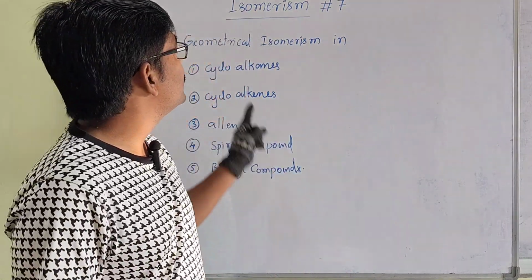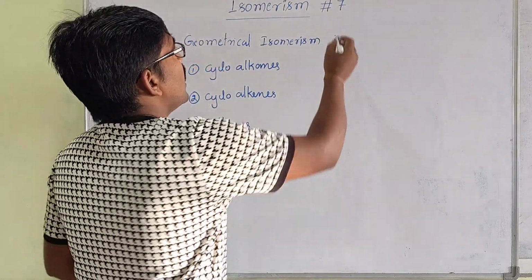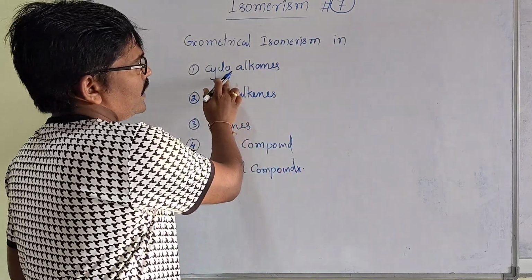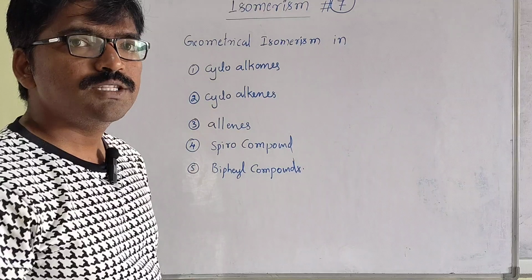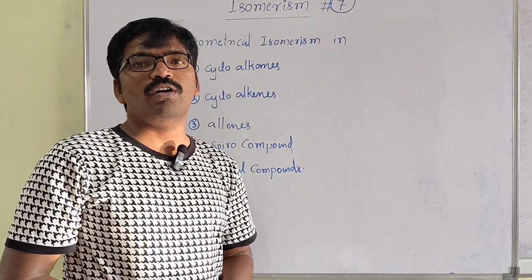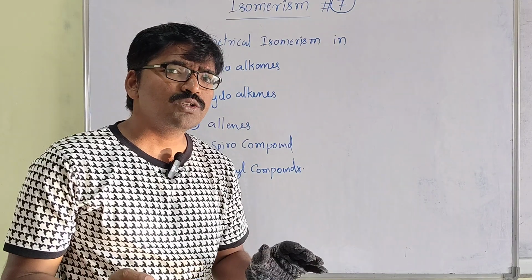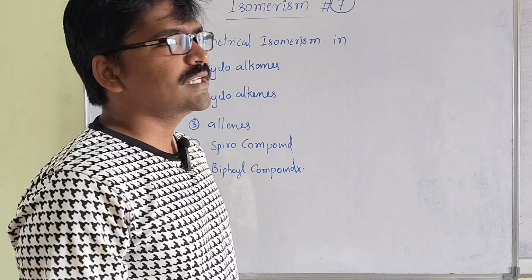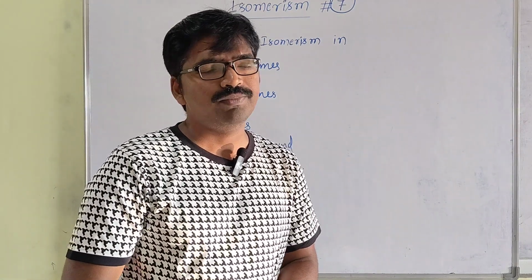This is isomerism lecture number 7. We are going to discuss geometrical isomerism in cycloalkenes, then allenes, spiro compounds, and biphenyl compounds. One by one, we have to check whether each exhibits geometrical isomerism or not, and also how it exhibits geometrical isomerism.